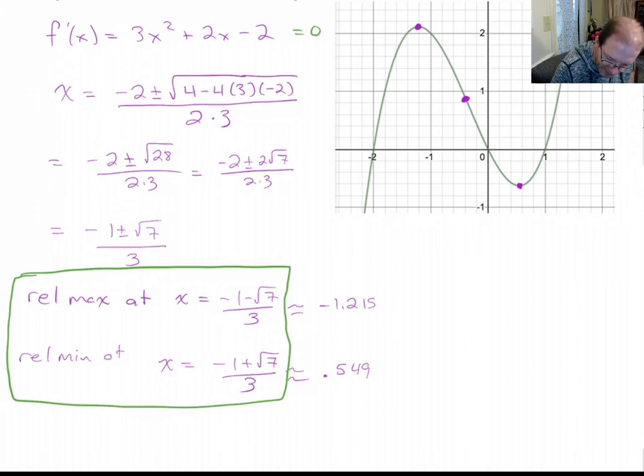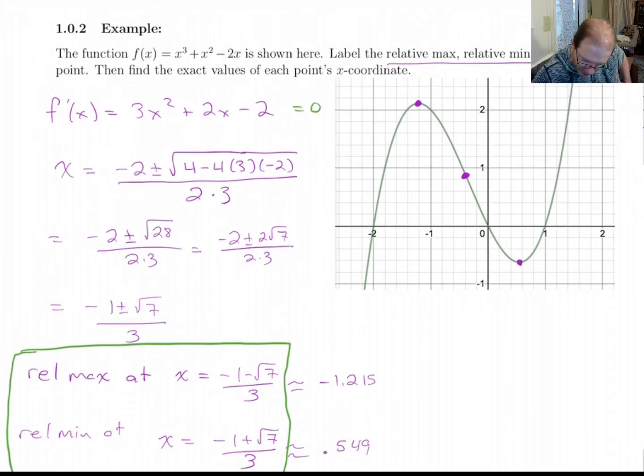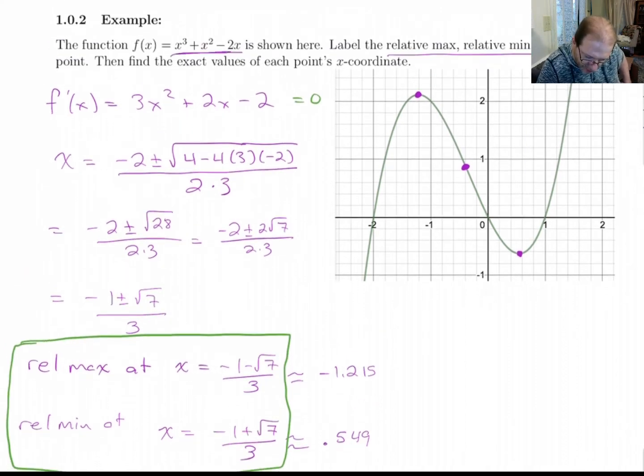And if we wanted to find the value of the relative max and min, it would be simple. We just plug it back into the function to get those y coordinates, but that's going to give us ugly numbers. Let's not spend time doing that. Let's do the other thing that it asked. It said the inflection point. So let's find that inflection point.